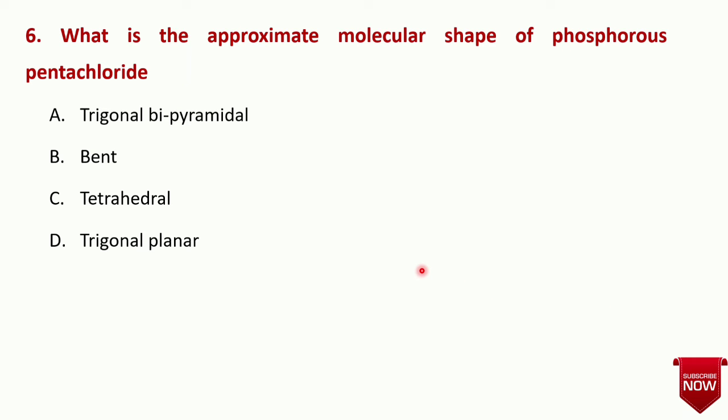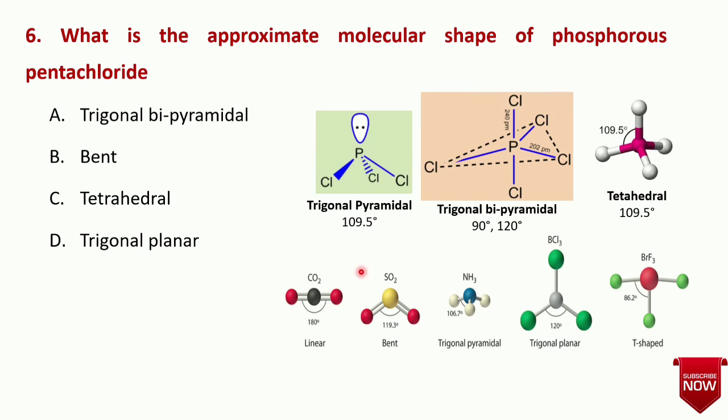And question 6, what is the approximate molecular shape of phosphorus pentachloride? We know that phosphorus pentachloride, PCl5, is trigonal bipyramidal. Here I am representing some molecular shapes. Trigonal pyramidal we can observe for phosphorus trichloride, PCl3, having a bond angle of about 109.5 degrees like tetrahedral. And trigonal bipyramidal, that is phosphorus pentachloride.